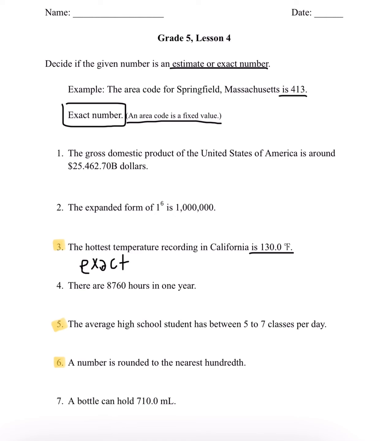Number 5. The average high school student has between 5 to 7 classes per day. So we can know by "between 5 to 7 classes." So it's going to be between 5, 6, and 7. So we don't know how many classes an average high school student has. So it's going to be between these 3 numbers, but we're not certain. If we're not certain, that means an estimate. So the answer is estimate number.